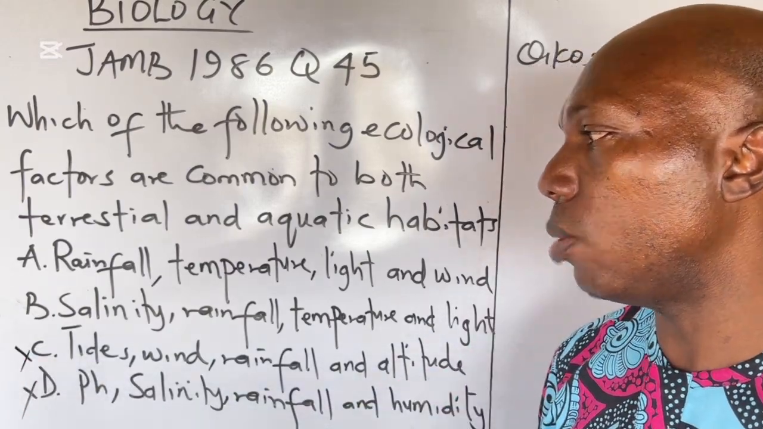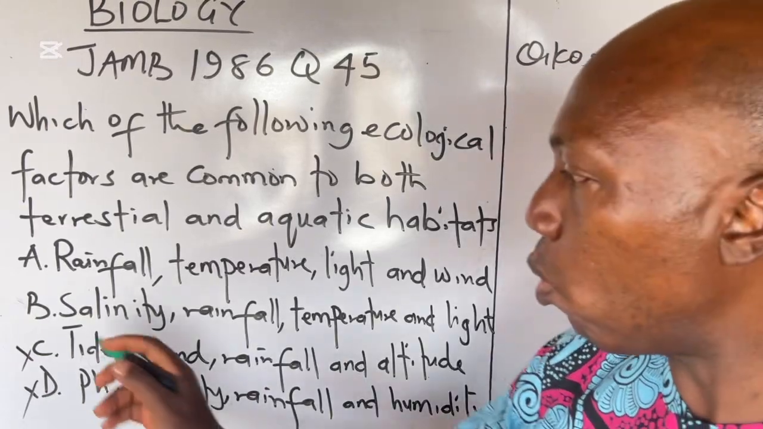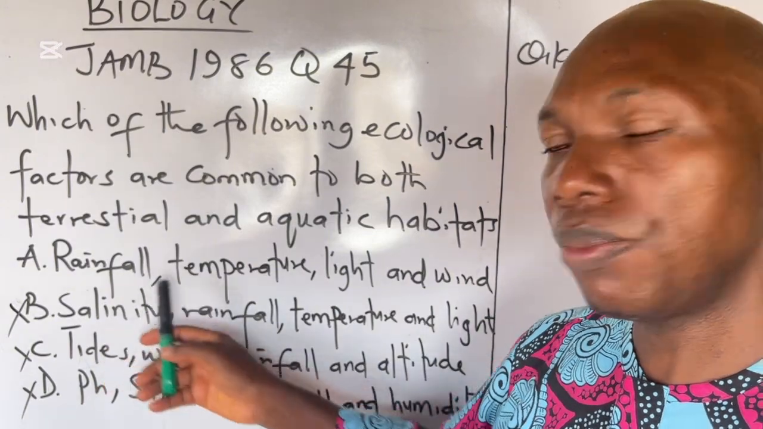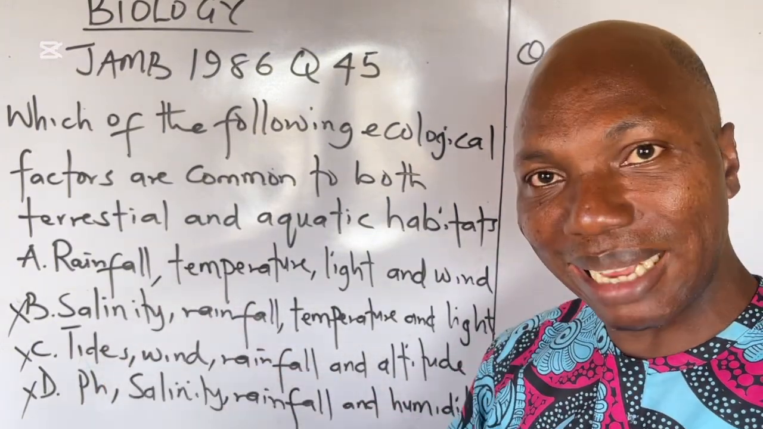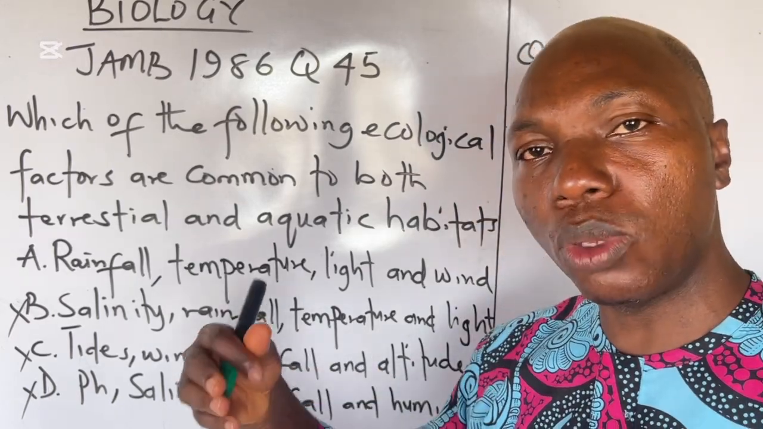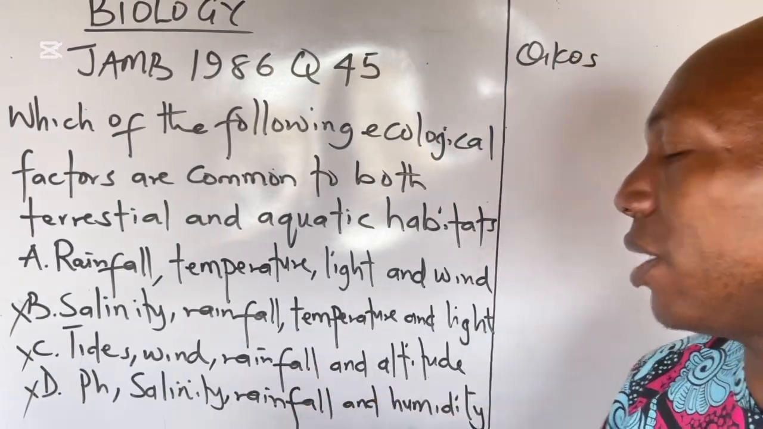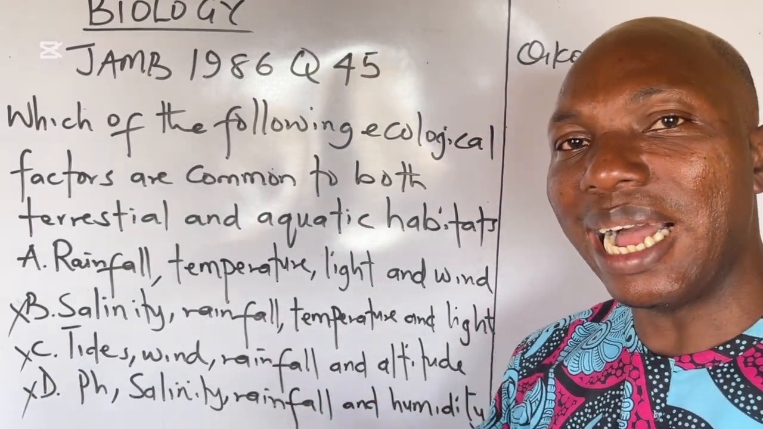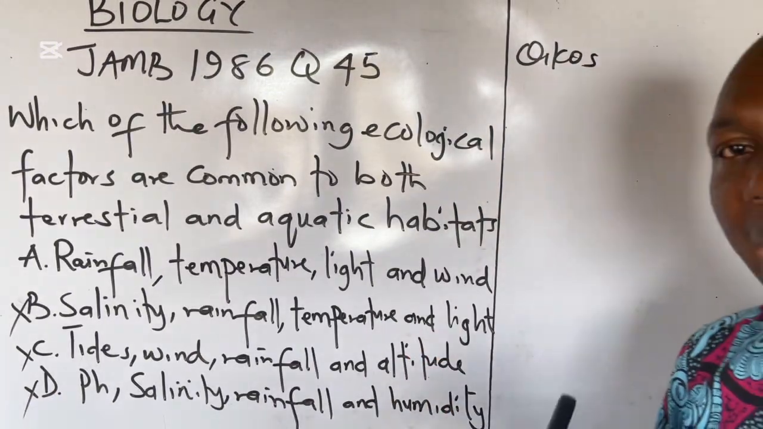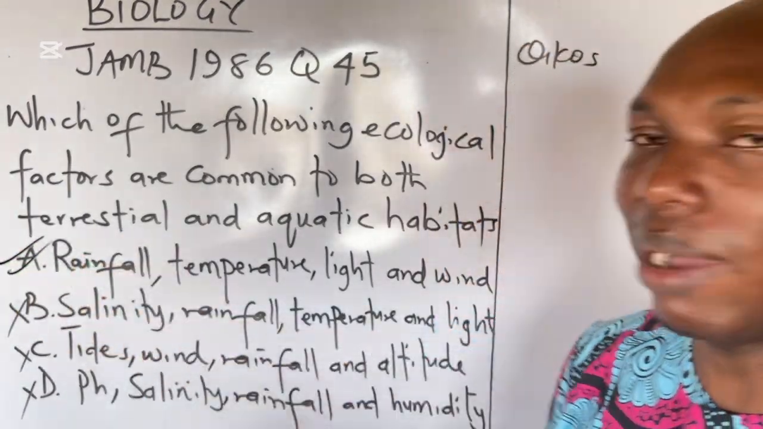Let's talk about the option B. Salinity mostly affects aquatic. Let's look at option A. We have rainfall. Rainfall affects both terrestrial and aquatic. When we talk about temperature, it affects both terrestrial and aquatic, animals that live both on land and in water. Light affects both aquatic and terrestrial. And we have wind. Wind affects both aquatic and terrestrial. So that makes option A to be our right answer.